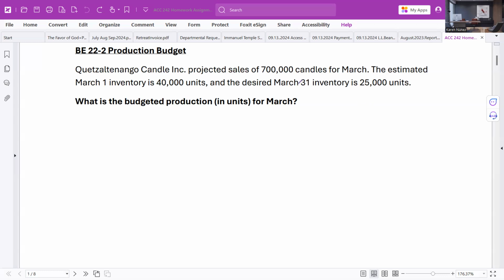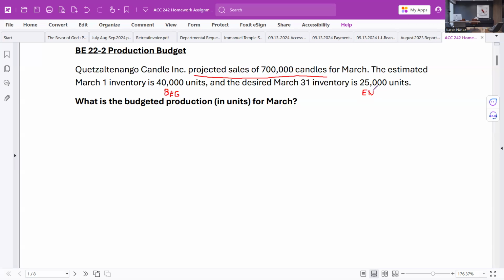So in this exercise, we know that the projected sales are 700,000 candles for the month of March. And they're estimating their beginning inventory at 40,000. So this is the beginning inventory, right? This is what they anticipate having on hand at the beginning of the period. And what they want to have on hand at the end of the period is the 25,000 units of product.